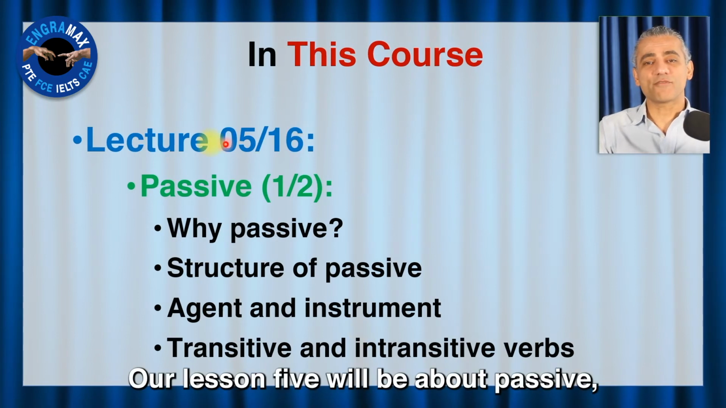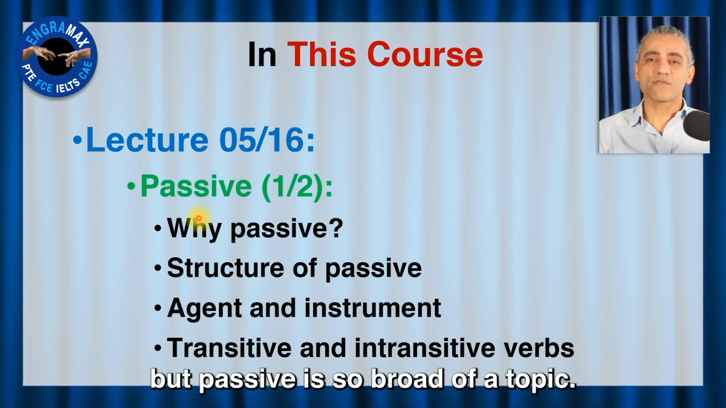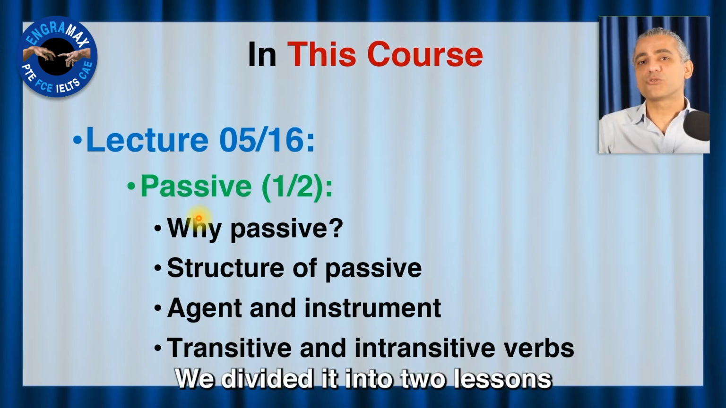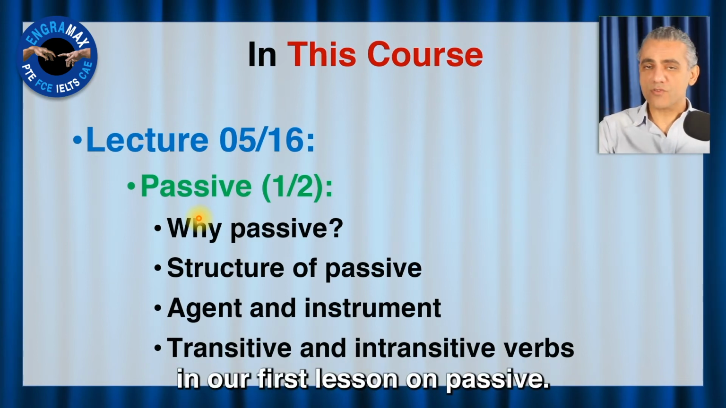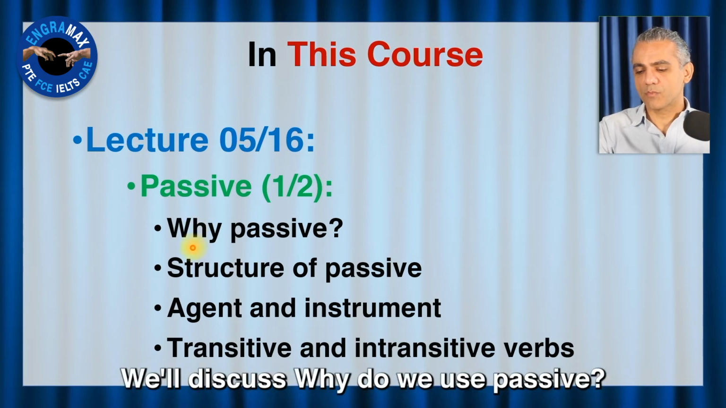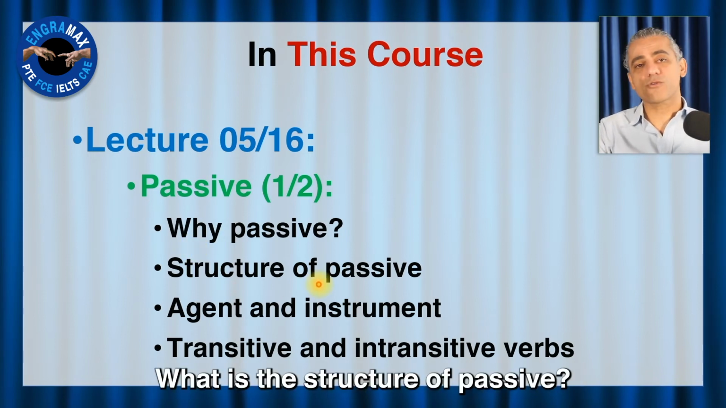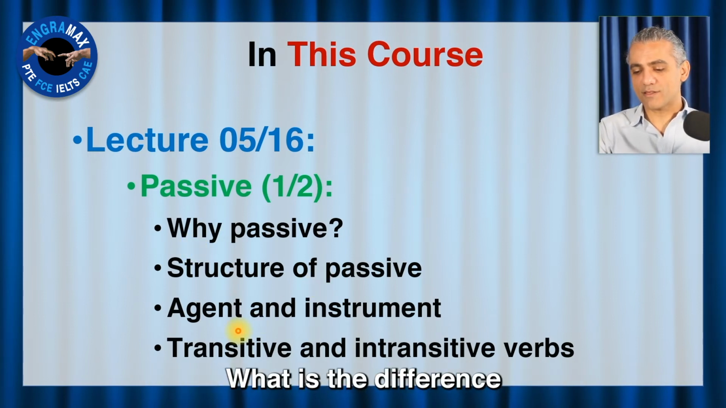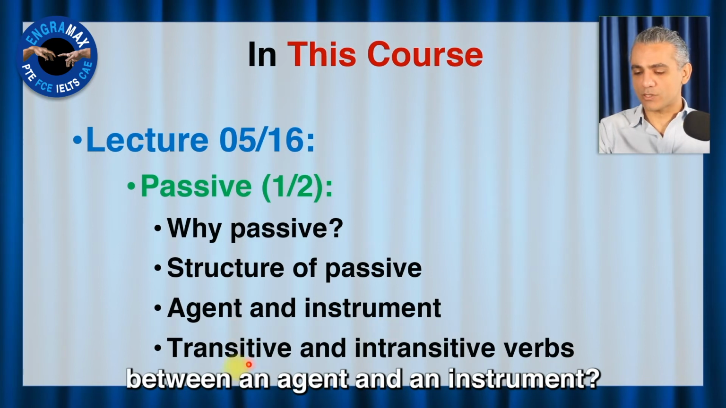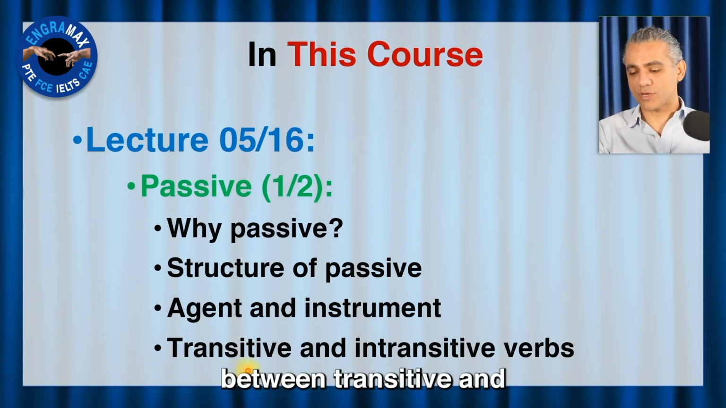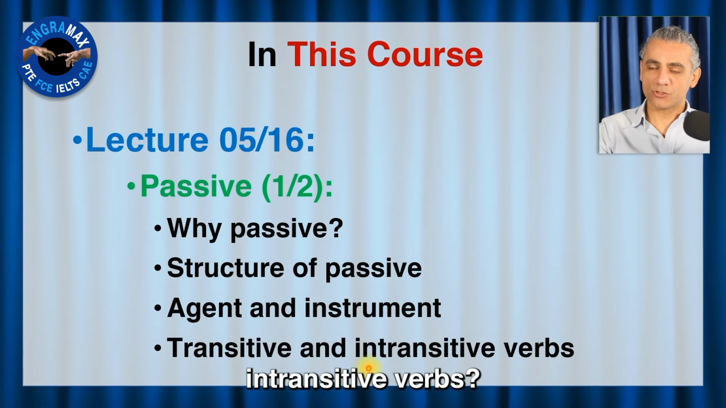Present perfect continuous, and the confusion between present perfect and past simple, which occurs a lot. Our lesson 5 will be about passive, but passive is so broad a topic, we divided it into 2 lessons. In our first lesson on passive, we'll discuss why we use passive. What is the philosophy of passive? What is the structure of passive? What is the difference between an agent and an instrument? And also the distinction between transitive and intransitive verbs.